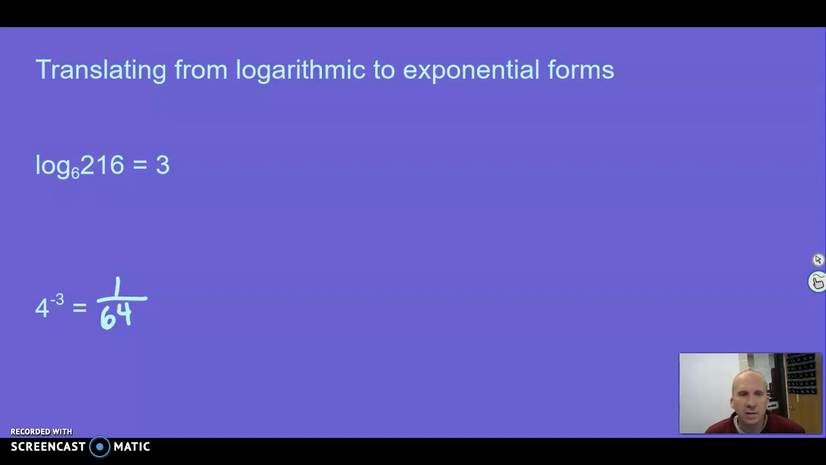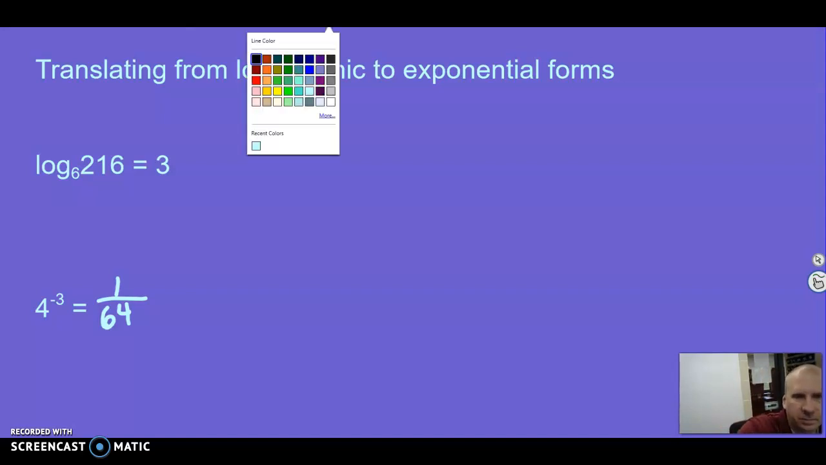So we've got two different problems here. The first one I've given to you in logarithmic form. Again, big words to say there's a log in it. In logarithmic form, we're going to talk about what that means because I've given you a completed problem. I've already calculated the answer. Log base 6 of 216 equals 3.